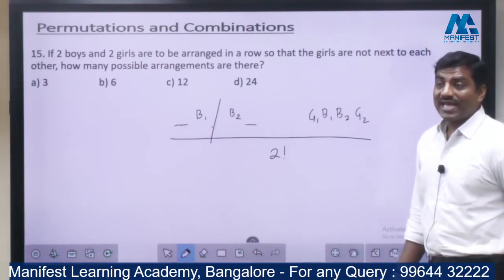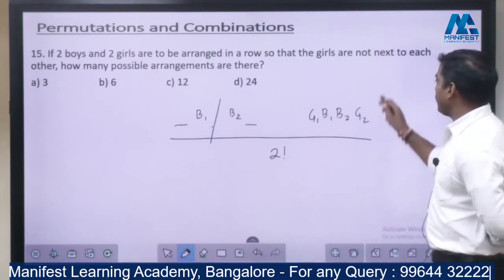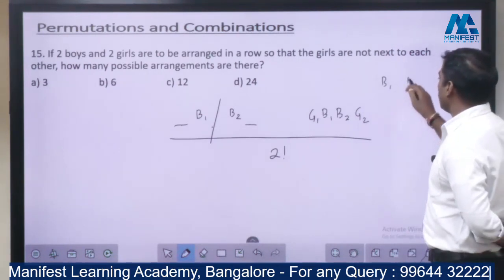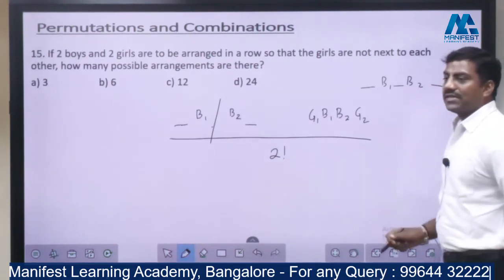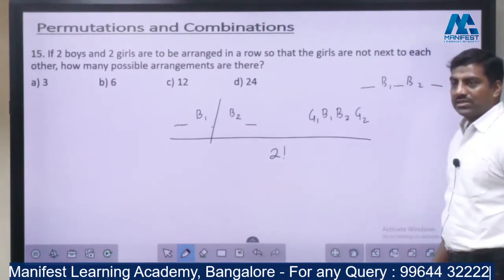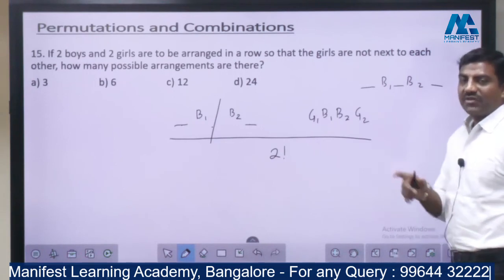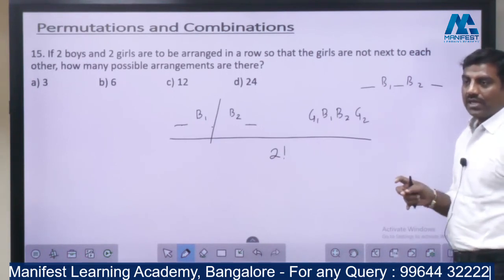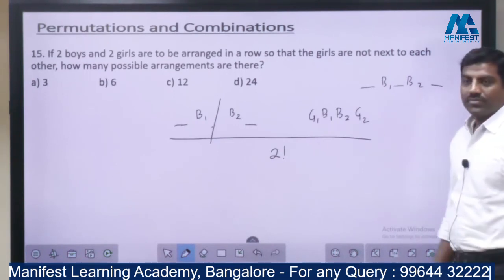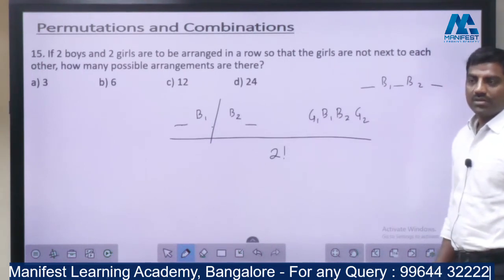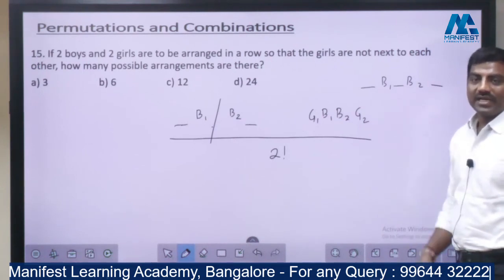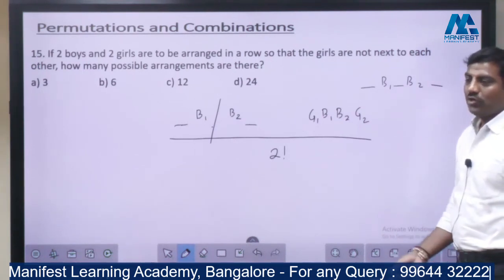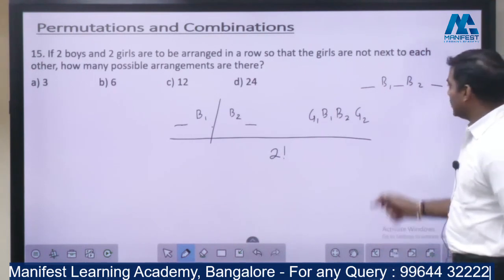So, girls can have how many ways? Like, this is boy 1, this is boy 2, and there are 3 places available, and 2 girls have to sit. Take the first girl. How many ways she can sit? First girl, 3. Second girl. When first girl is sitting, 2 ways. So 3 into 2 only. That is 3 factorial. Simple.